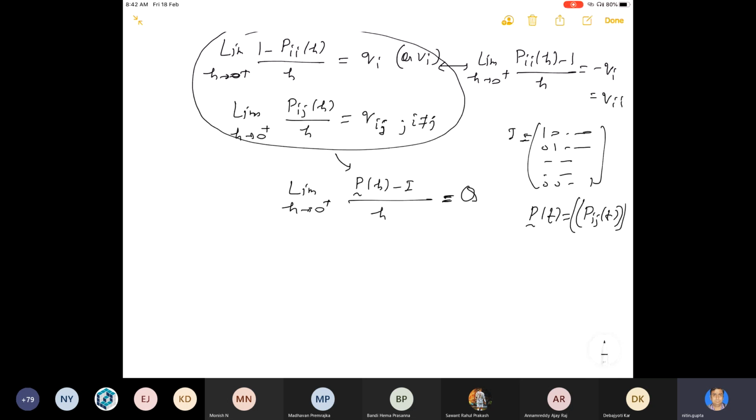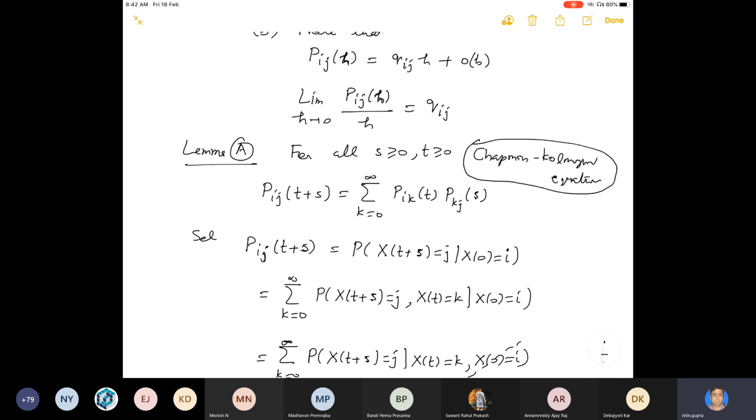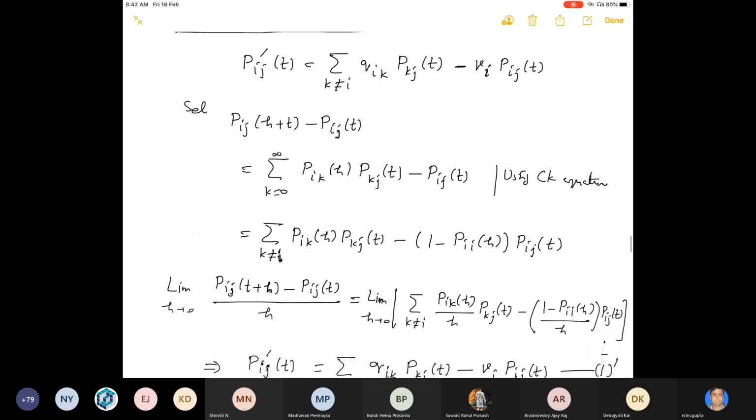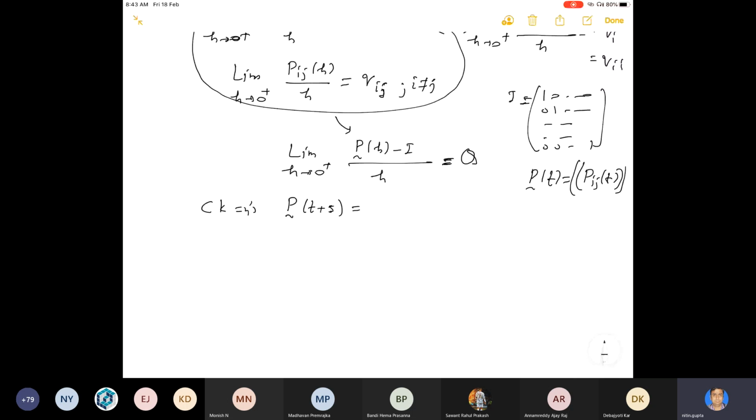Also, using Chapman-Kolmogorov equations in the matrix form, this can be written as P(t plus s) is equal to P(t) P(s). So from the Chapman-Kolmogorov equations, if we make a matrix of p_ij, then P(t plus s) is equal to P(t) P(s). So this is the Chapman-Kolmogorov equations.